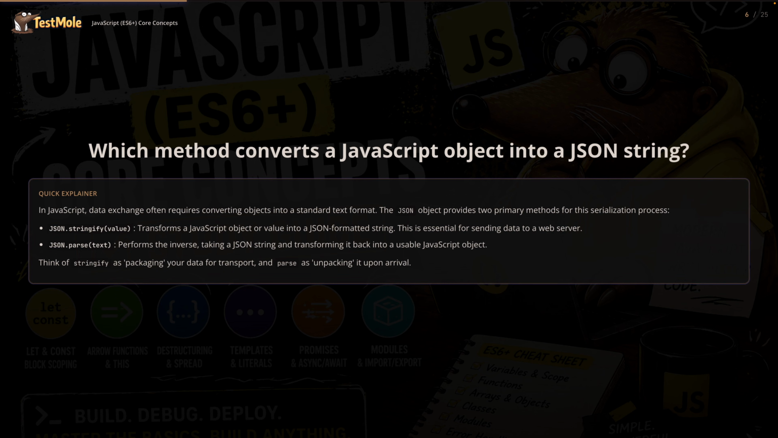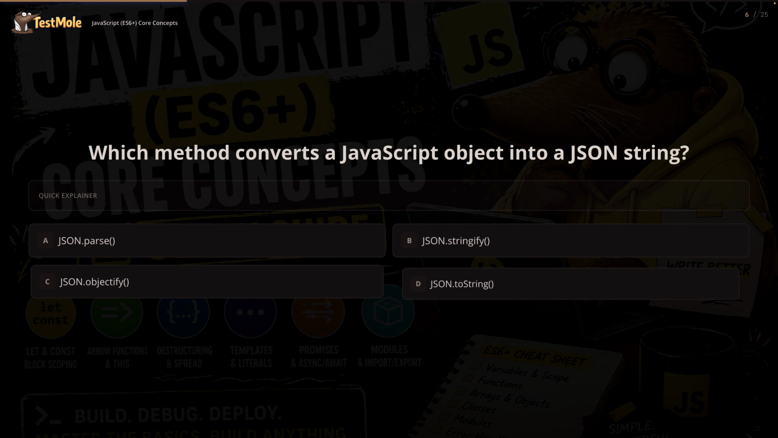JSON.stringify(value) transforms a JavaScript object or value into a JSON-formatted string. This is essential for sending data to a web server. JSON.parse(text) performs the inverse, taking a JSON string and transforming it back into a usable JavaScript object. Think of stringify as packaging your data for transport and parse as unpacking it upon arrival.